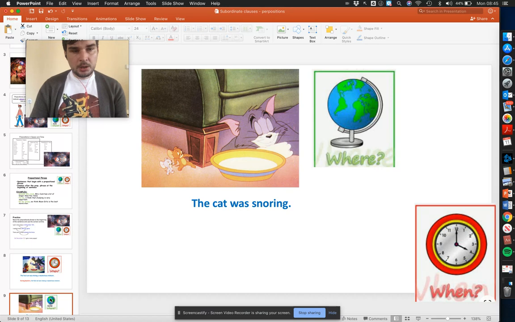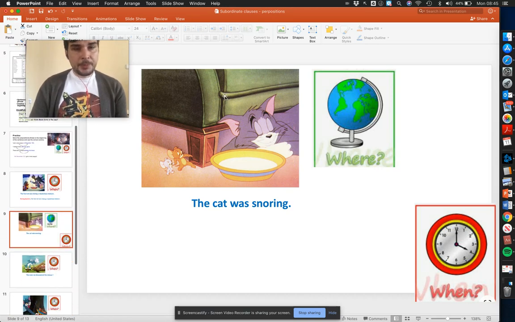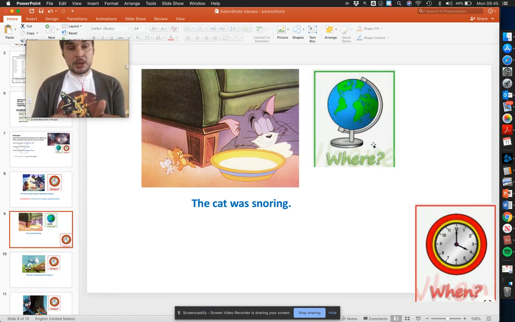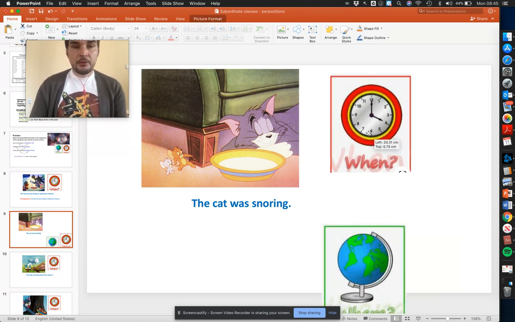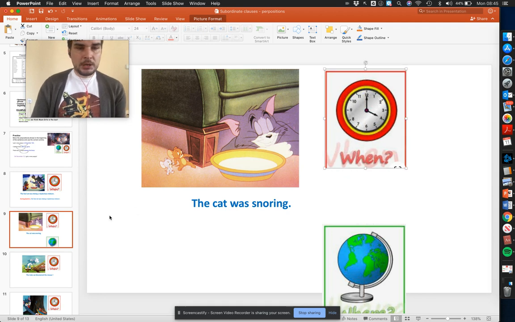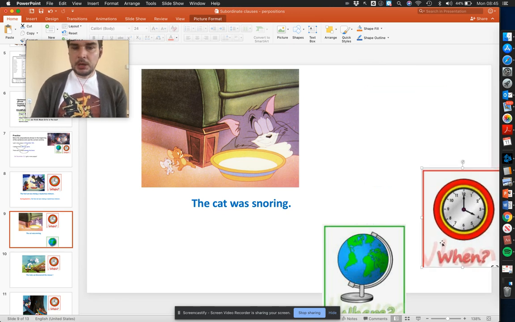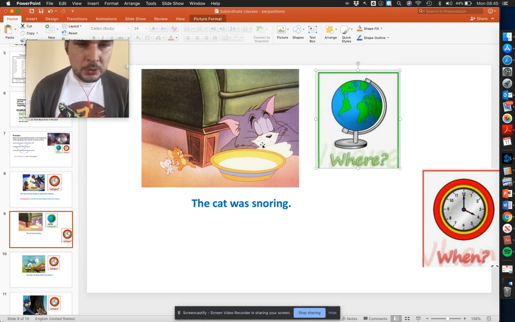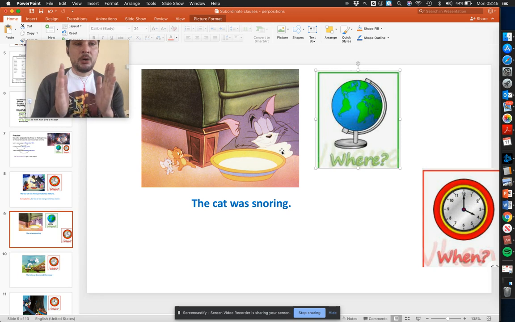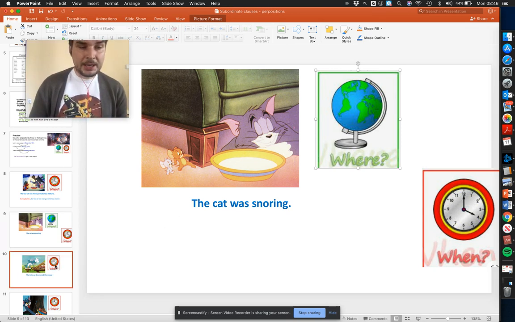You will have, oh, choose that. The cat was snoring over here. You need a preposition at the beginning to tell when the cat was snoring, and where. Look at the location. Where is he snoring? Is he on the carpet? Is he in the living room? Is he in the classroom? Does he look like he's in a museum? Where or when could those things take place?